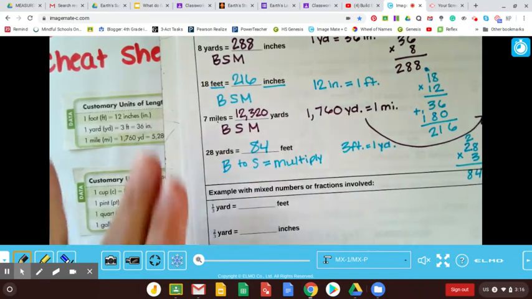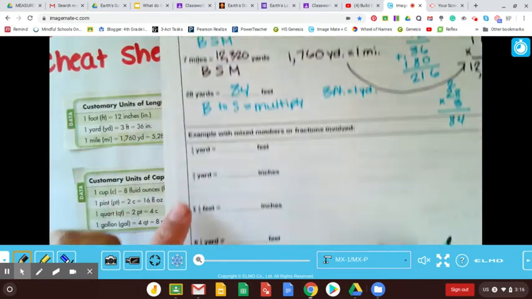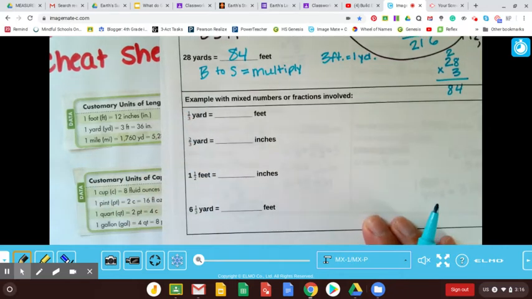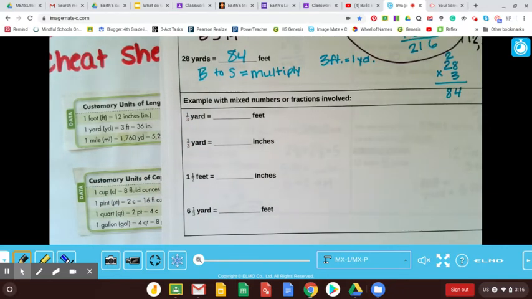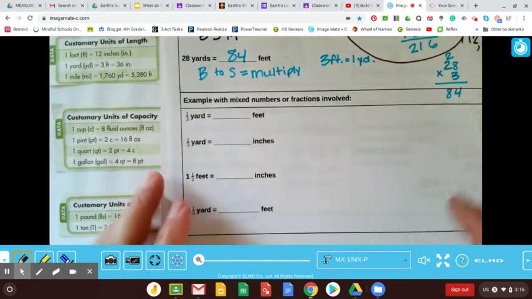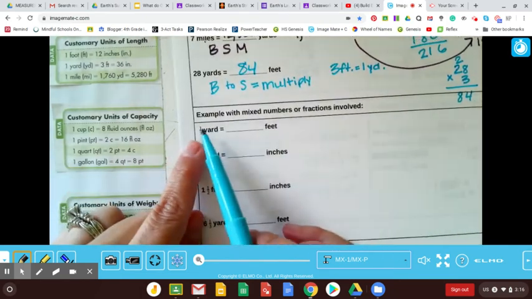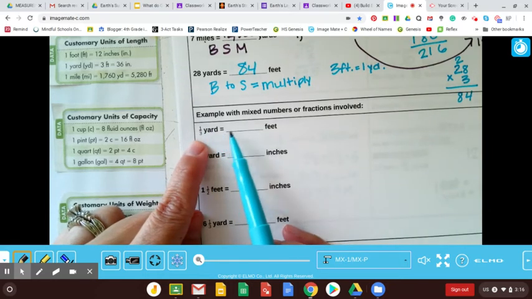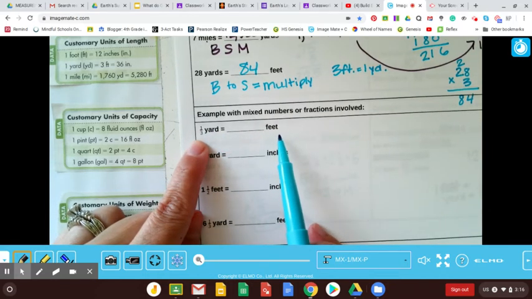All right. So these are examples without mixed numbers. Now we're going to add in some fractions and see how it looks. It's really not that much more difficult. All right. Let's take a look. If we have 1/3 of a yard, how many feet is that?